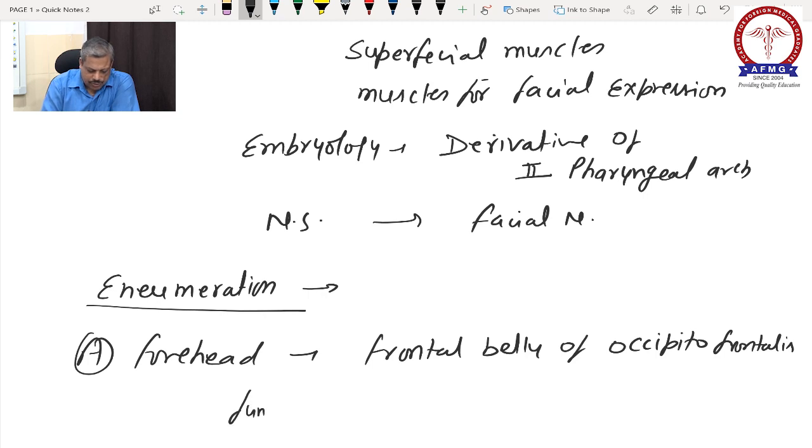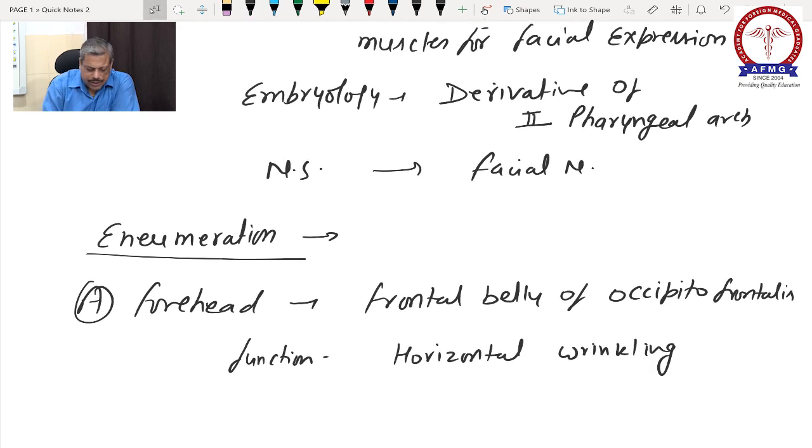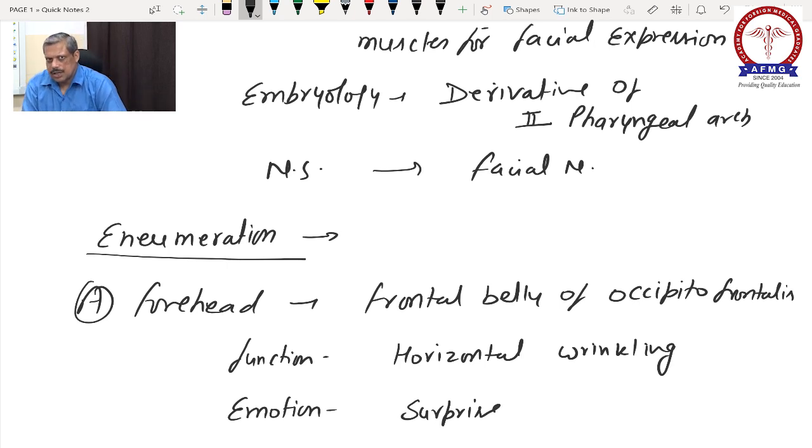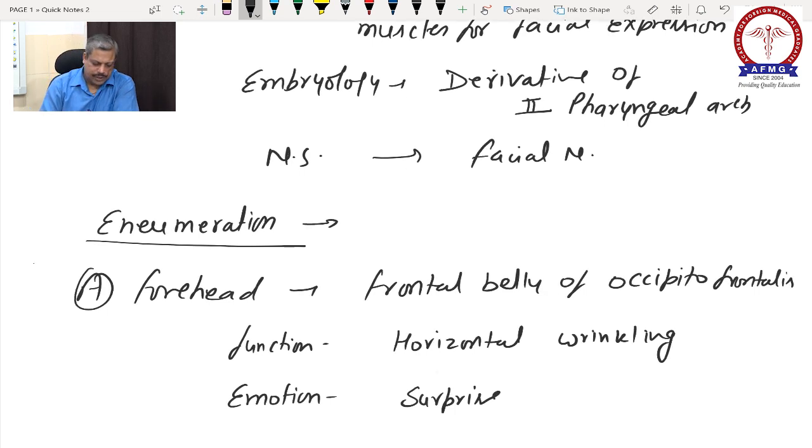What is the function of this muscle? It causes horizontal wrinkling in the forehead. This horizontal wrinkling gives what emotion? This is surprise. So the surprise muscle is the frontal belly of occipitofrontalis.